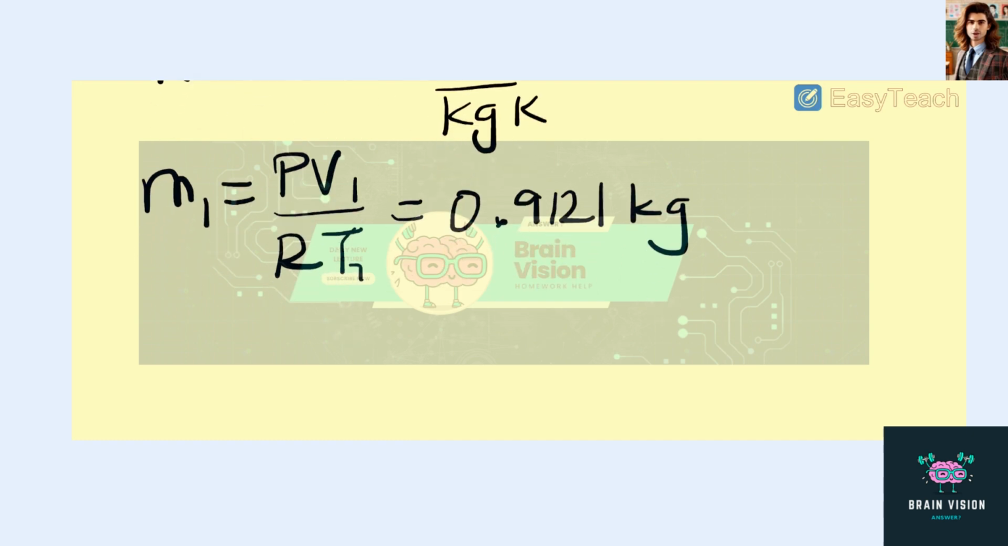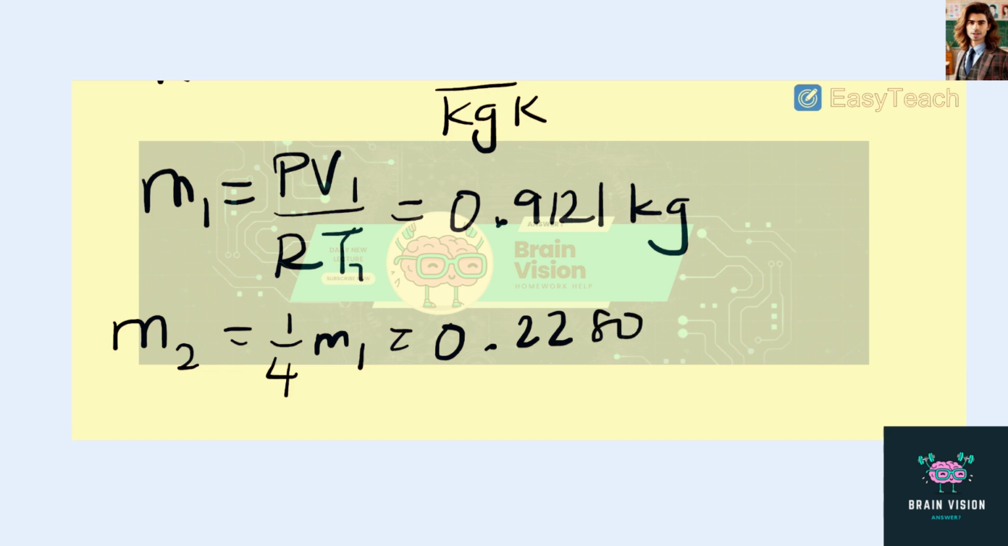We know that the final mass is going to be equal to 1/4 of the initial mass, just because we know that 3/4 of the initial mass leaves the cylinder. So this will just be 1/4 times M1, and this is equal to 0.2280 kilograms.